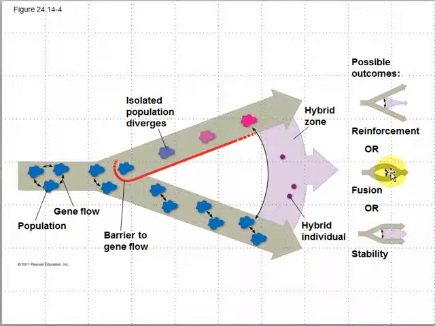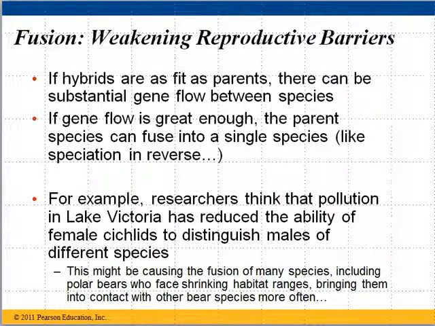If the hybrids are as fit or as strong, as well suited for living as the parents, then eventually there can be substantial gene flow between the species, and you'll get to a point where if the gene flow is great enough, you won't even call them two separate species. They will have fused back together.